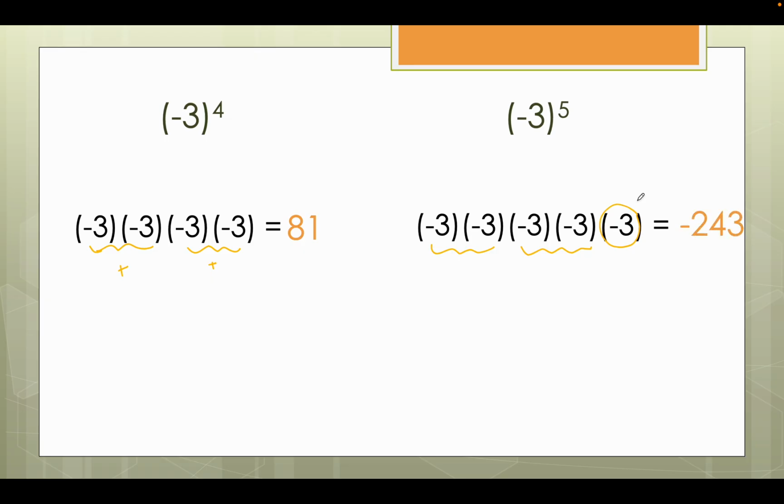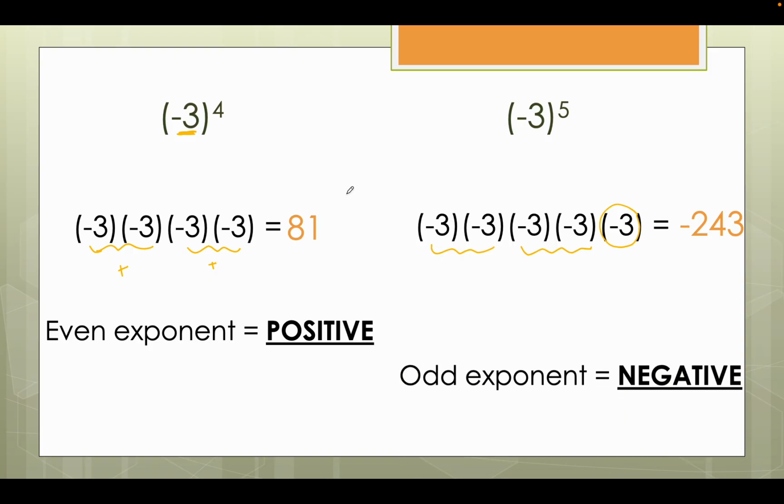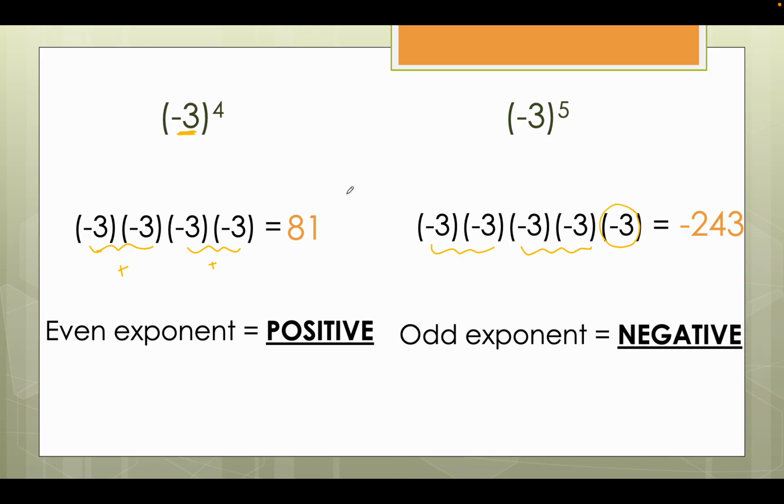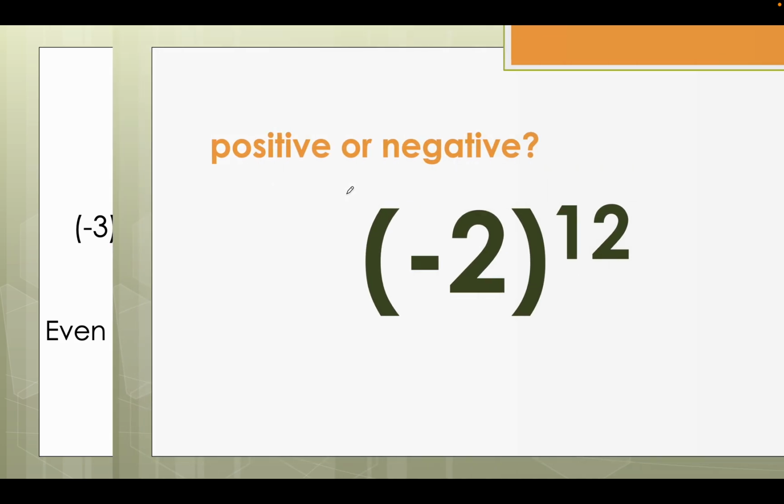So when you're calculating exponents, when there's a negative number at the base, this is what we call the base number. If there's an even exponent, you're going to get a positive answer. And if there's an odd exponent, you're going to get a negative answer. This should help you when you're solving problems with these exponents.